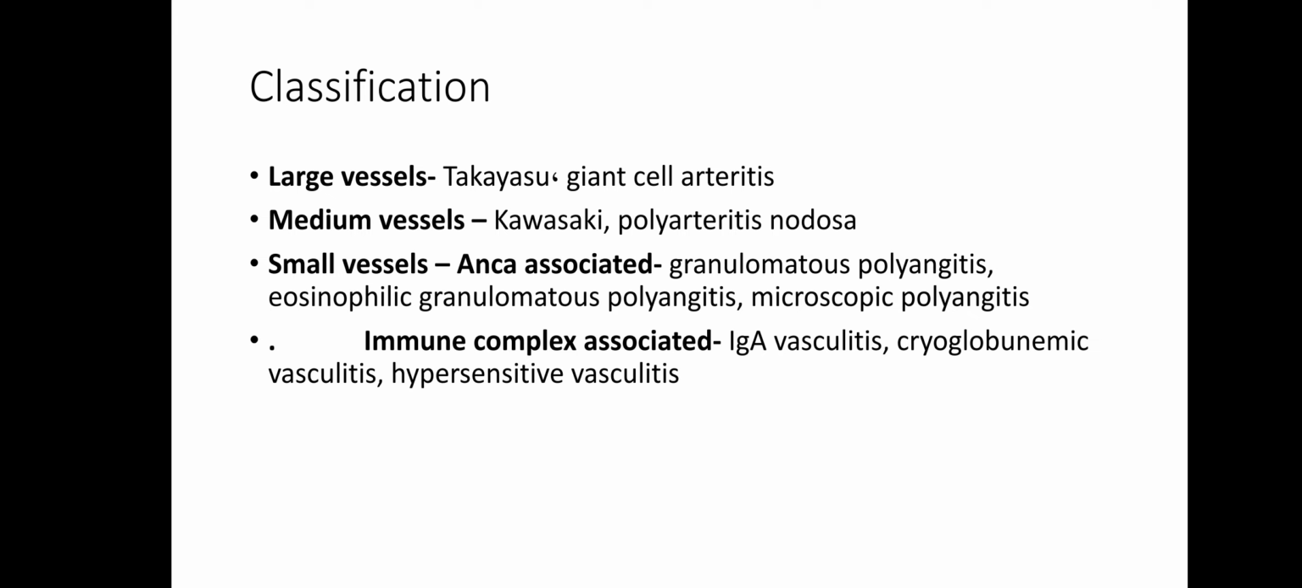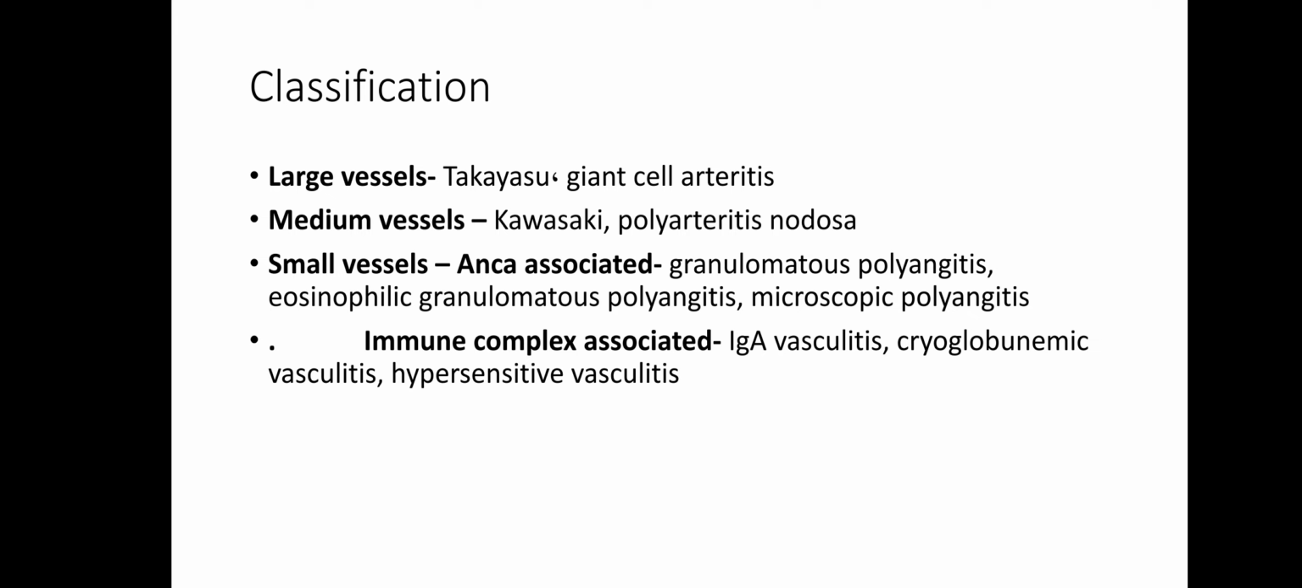By large vessel, I mean Takayasu, for example, affects the branches of the aorta, which are large vessels. Giant cell arteritis affects branches of the carotid, mainly the temporal artery. So it's also called temporal arteritis, and it affects elderly people, as we'll see. So medium vessels is Kawasaki and polyarteritis nodosa. Kawasaki mainly affects the coronary arteries of the heart. Polyarteritis nodosa can affect mostly all medium sized vessels of the body, usually kidneys, and it has an association with hepatitis B, as we'll see.